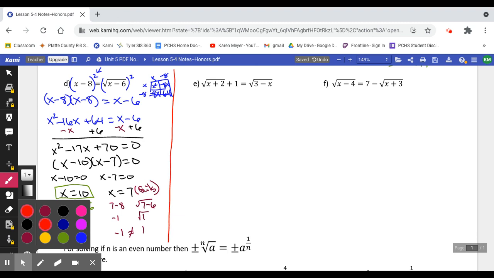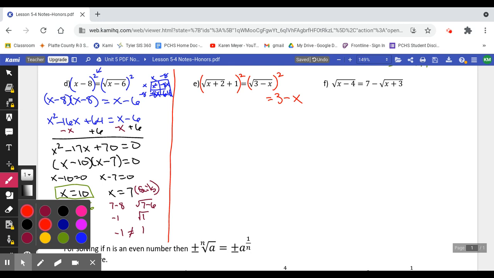This one, we're getting a little more complicated. The last E and F are the same type of problems. And what makes these a little more complicated is, you notice on E, I have that plus 1 that is not under the root. So that will make it a little harder. So once again, to get rid of a square root, I'm going to start by squaring both sides. Now, the right side is the easy side because everything is under the root there. So that one just kind of cancels out and gives me 3 minus x.